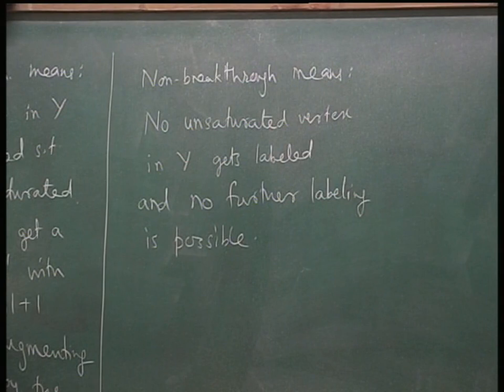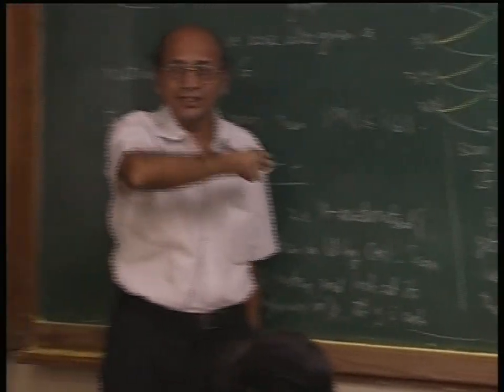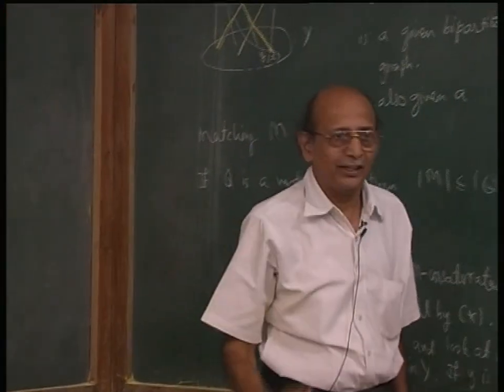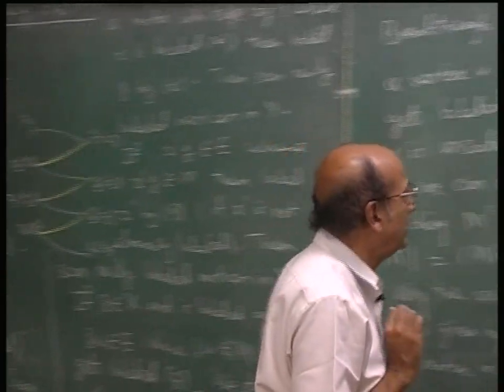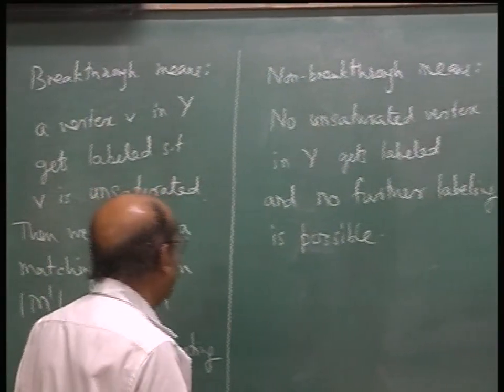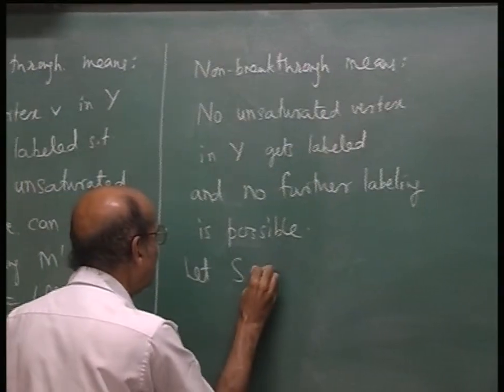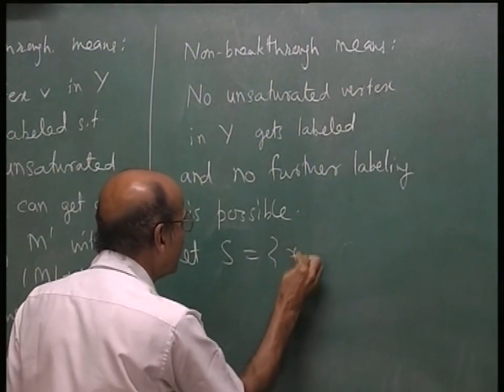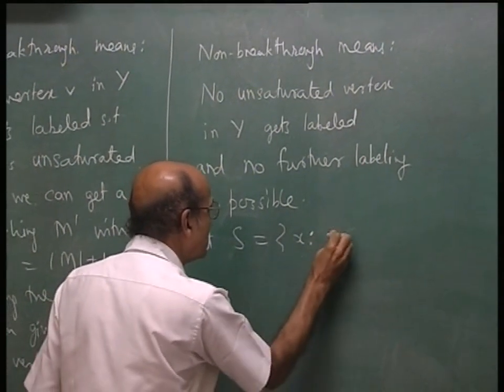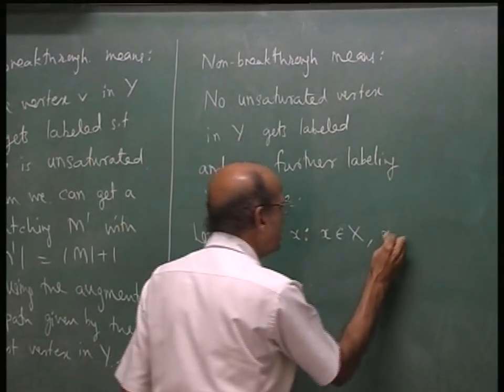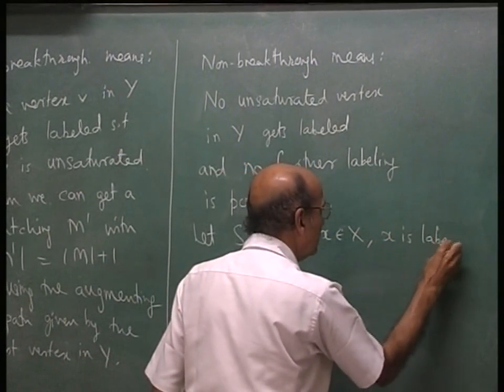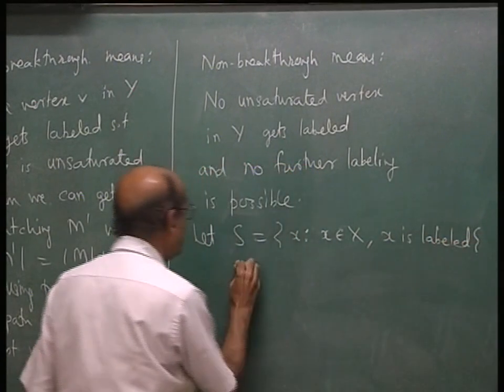This labeling is a sort of dynamic procedure. You begin by labeling things in X, then that gets labels in Y, then labels in X, labels in Y, labels in X, etc. Is that clear? So it's a two-way track. Let S be the set of all those vertices in X that are labeled, and T the set of labeled vertices in Y.